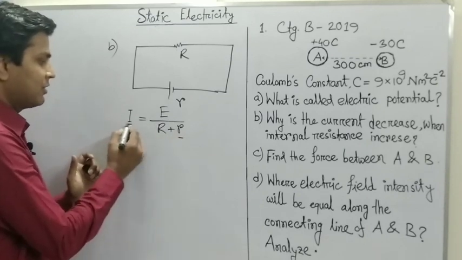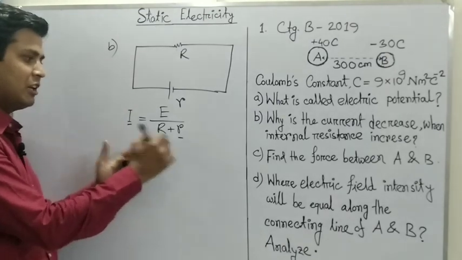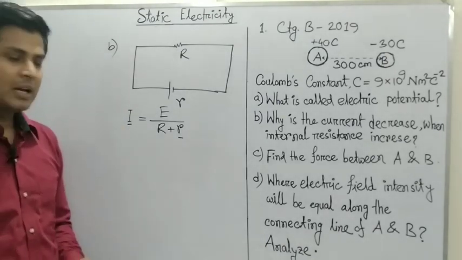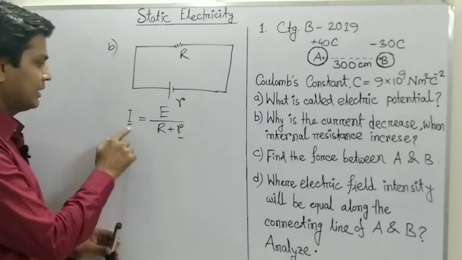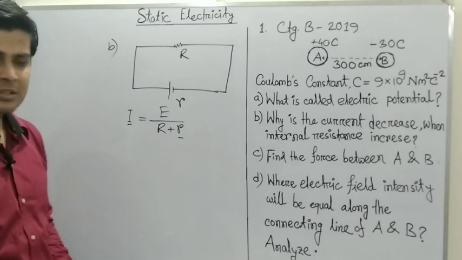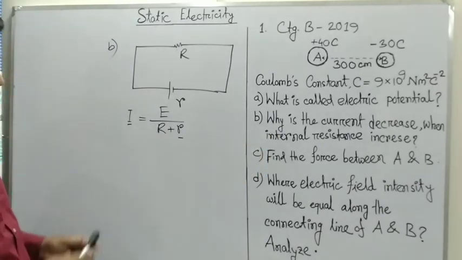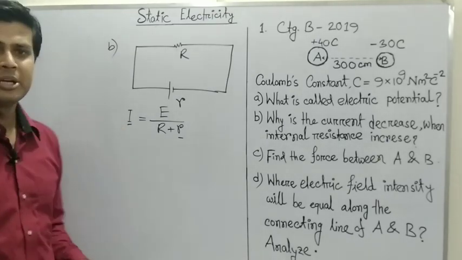r is inversely proportional to I. That means if the value of r is increased, then electric current will be decreased. And if the internal resistance is decreased, then current will be increased. So we can say if internal resistance is increased, then current will be decreased.